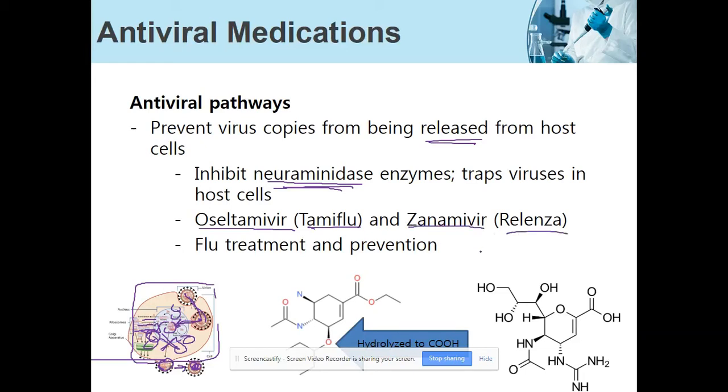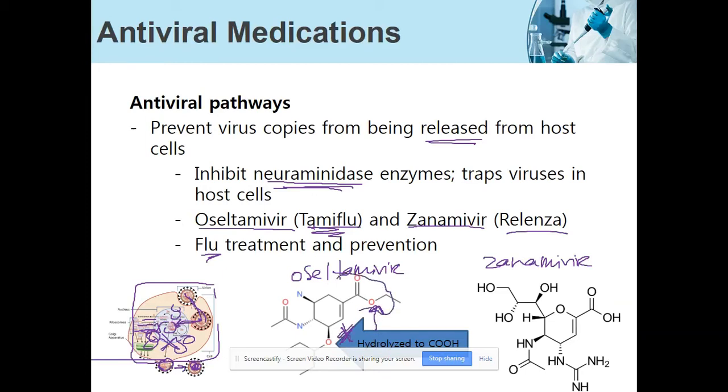zanamivir, I didn't practice that one enough, clearly, help with flu treatment and prevention. You have probably heard of Tamiflu on the market. So this one is oseltamivir or Tamiflu. This one is zanamivir, also known as Relenza. How they are different, and my arrow is pointed the wrong way. It should be pointed here, not here.